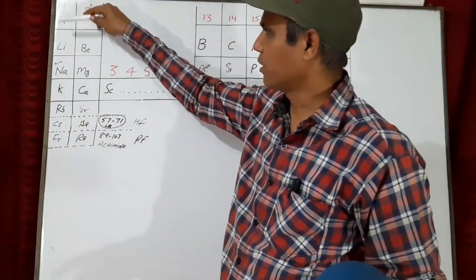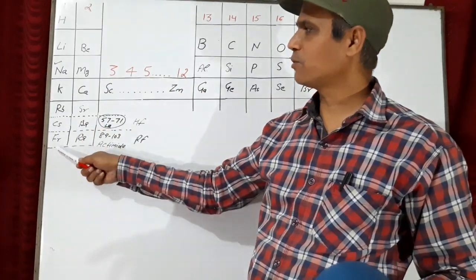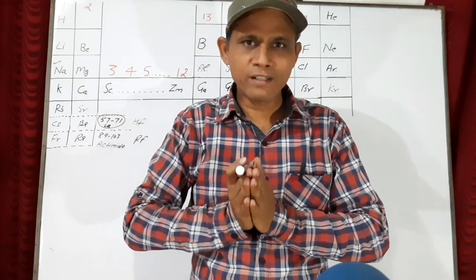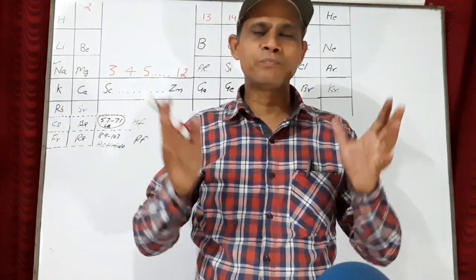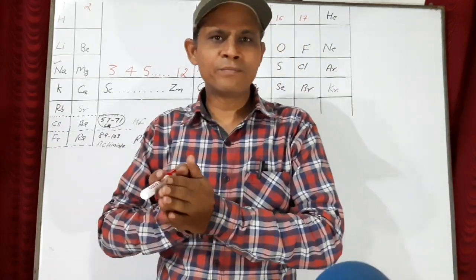Row number 1, 2, 3, 4, 5, 6 and 7. So 7 rows are there. These are the periods. How many periods are there? There are 7 periods. And how are the elements arranged in the period?